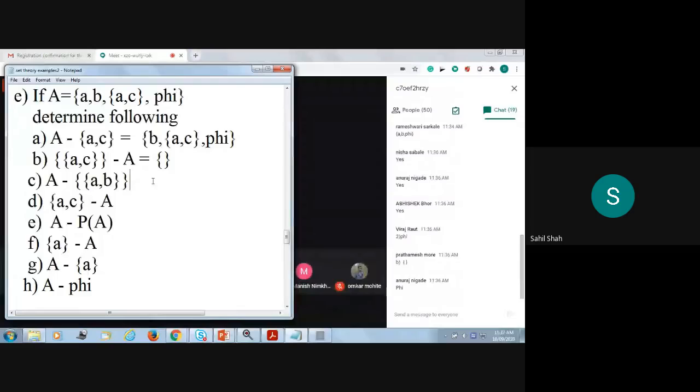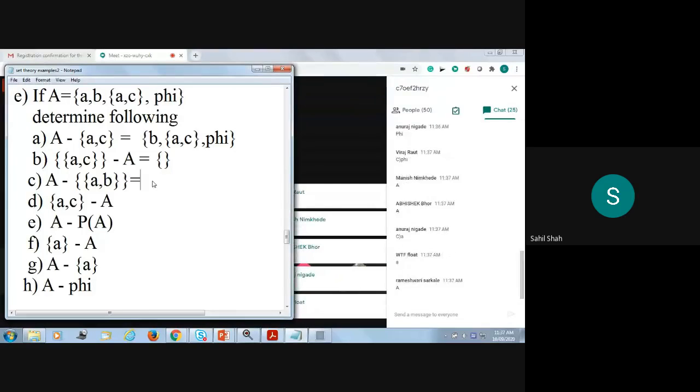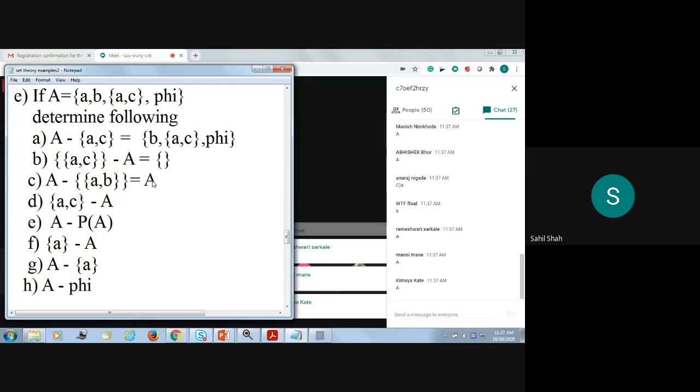Moving further. What is the answer for C? A minus A comma B. A comma B together. So the answer will be A. Correct. Now I think you are finding it interesting. Very good. What is the answer for the fourth one?